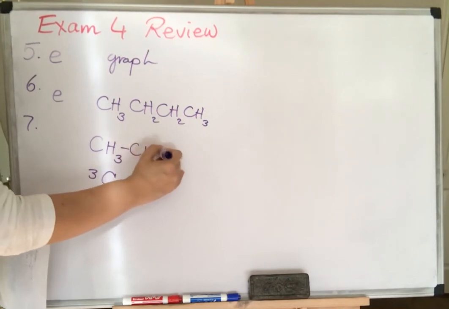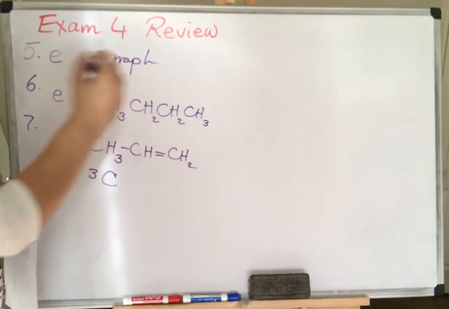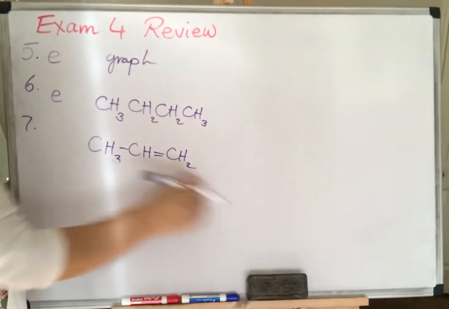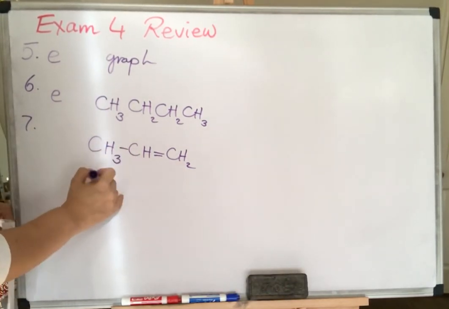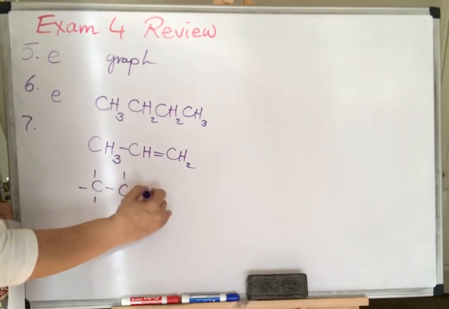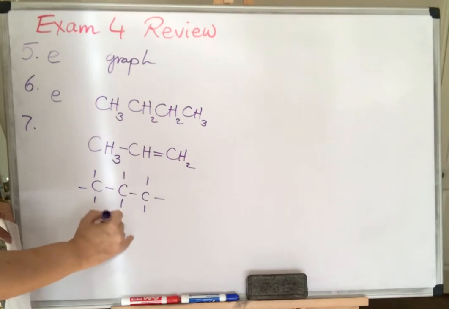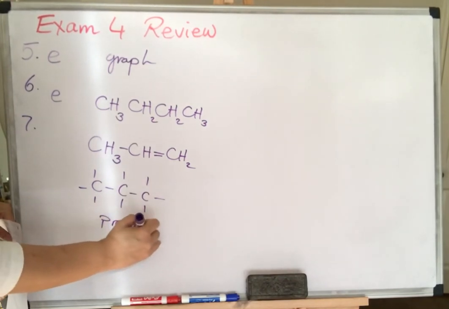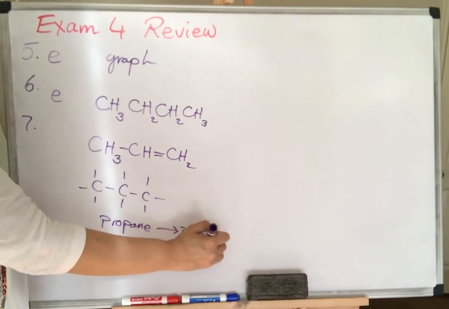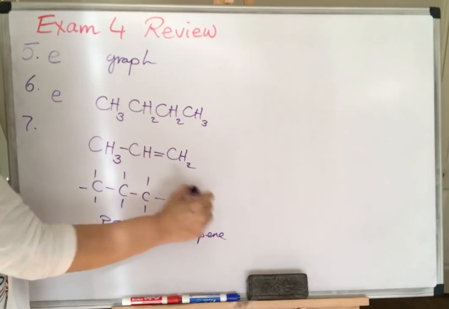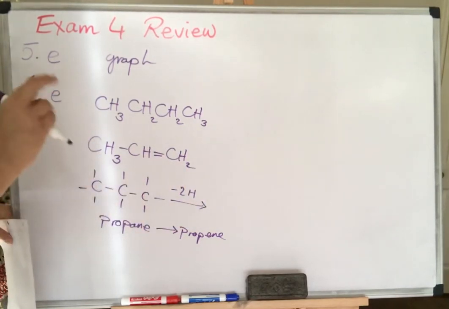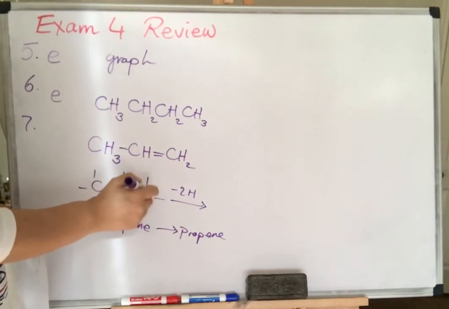We have this formula. This is propane, okay? The alkane. So in order to change propane to propene, you need to take 2 hydrogens out. In order to go from alkane to alkene, we need to remove 2 hydrogens. Which 2 hydrogens?